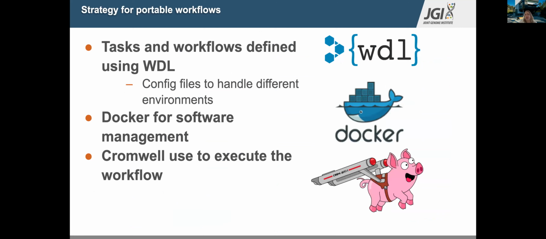So our strategy for portable workflows is very similar to what the NMDC is using. So tasks and workflows are defined using WDL. As Patrick mentioned, sometimes we need to run in different places. So what we've done is we write the WDL as if we're running in Docker, and then if we're running somewhere like NERSC or other places that might have different container management software, for example, NERSC runs something that's called Shifter, we use a separate config file that can be passed to Cromwell to handle those different environments that swaps out Docker for Shifter or whatever container management tool is being used.